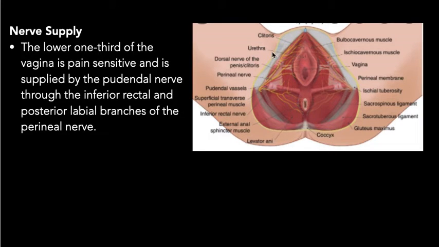Nerve supply. The lower one third of the vagina is pain sensitive and is supplied by the pudendal nerve through the inferior rectal and the posterior labial branches of the perineal nerves. The pudendal nerve over here is the perineal nerve, and this is your inferior rectal nerve here, right?